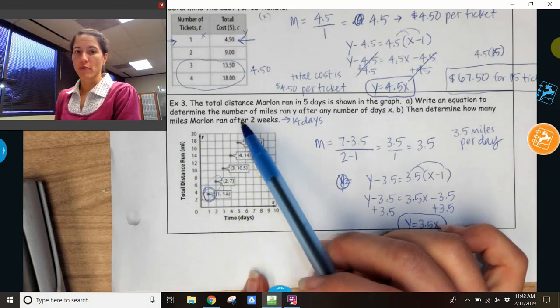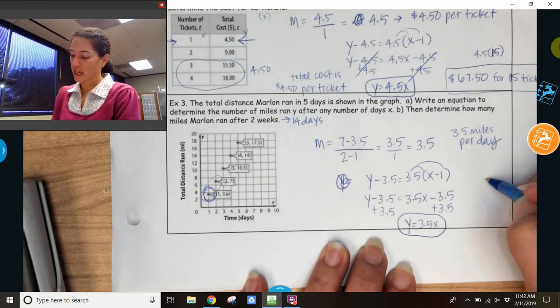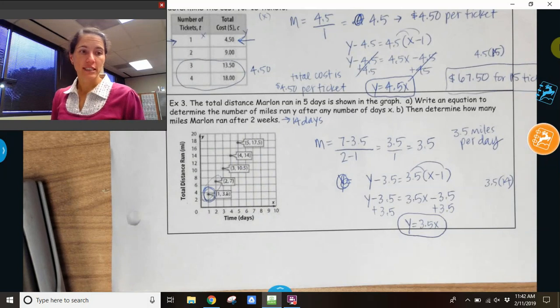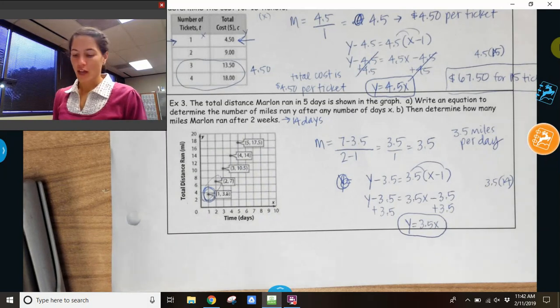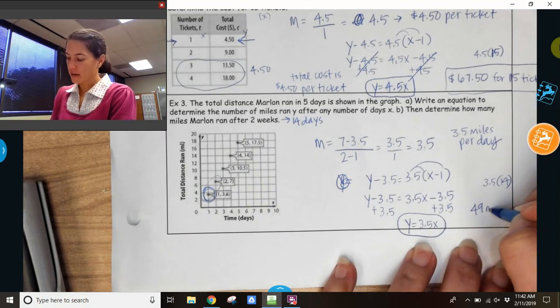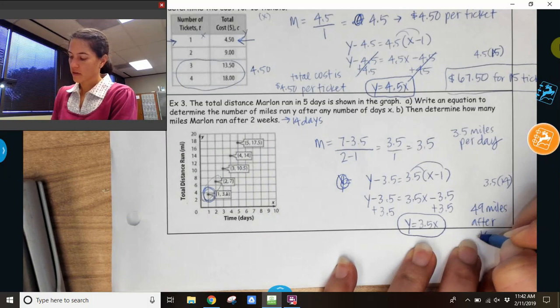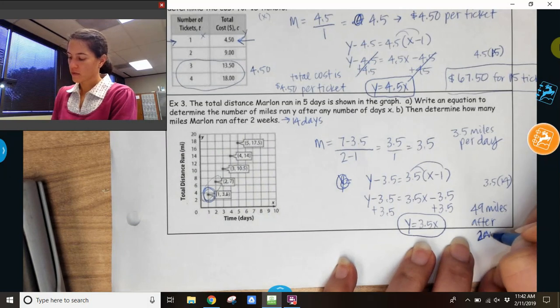Determine how many miles he ran after 2 weeks. So that would be 14 days. So 3.5 times 14. I'm just typing it in my calculator like you can do. And I got 49 miles after 2 weeks.